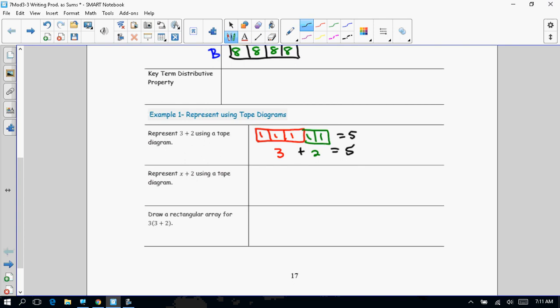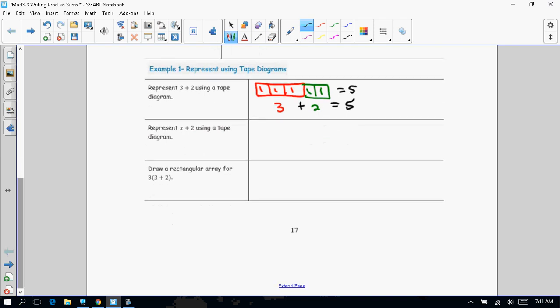Okay, well, let's change the 3 now to an X. We don't know what it is. I don't know this piece. It could be however big or small. I don't know how big that is. And then I'm going to add 2, 1, 2. So how would that look?